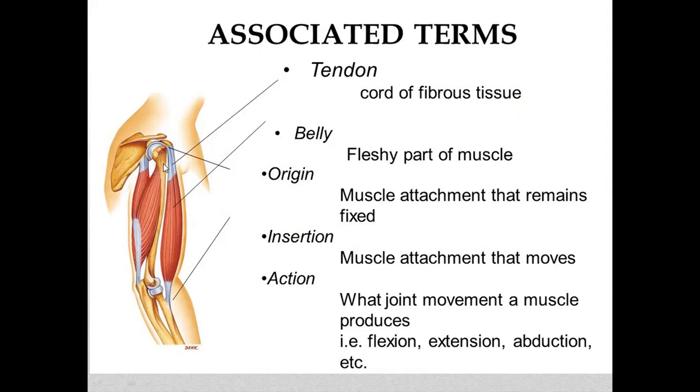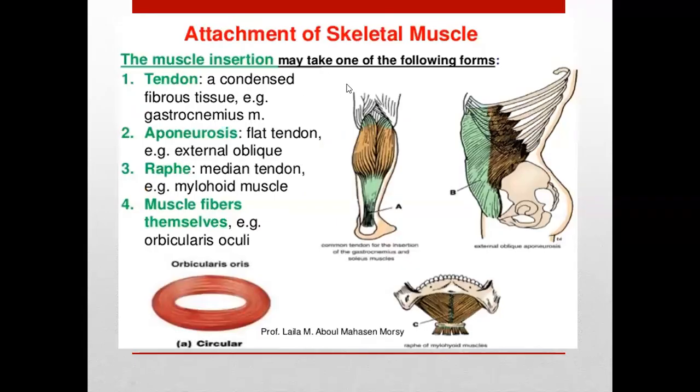This is the tendon of the muscle. This is the belly of the muscle. This is the origin, and this is insertion. Attachment of skeletal muscle. The muscle insertion may take one of the following forms. Tendon, which is a condensed fibrous tissue, example, gastrocnemius muscle. So this is your gastrocnemius muscle, and it is a tendon of the gastrocnemius muscle.